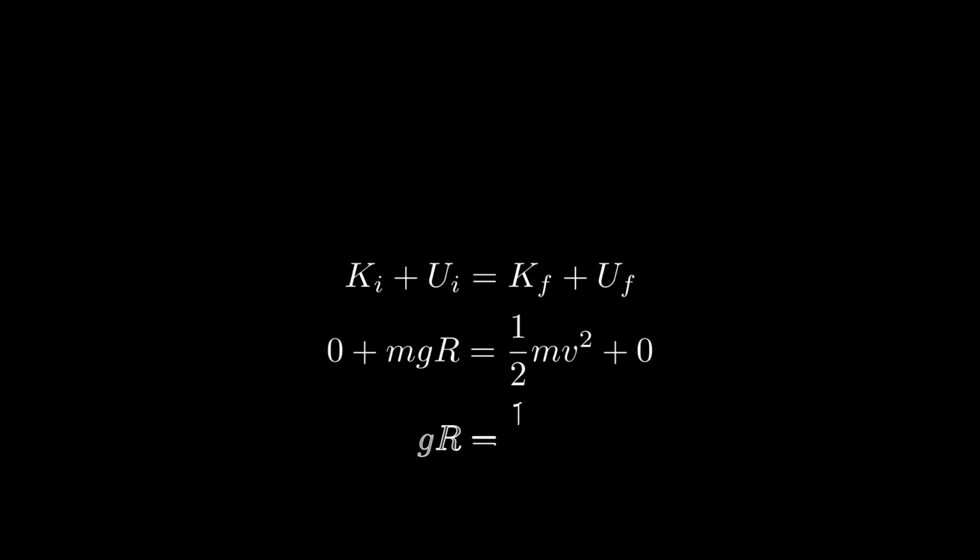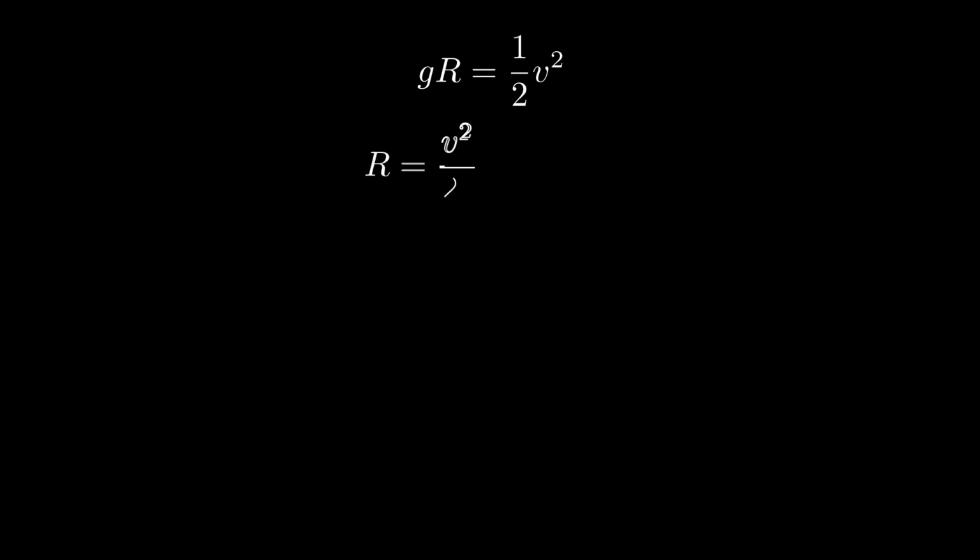We can divide both sides by m, and then we can simplify to get r equals v squared over 2g, and we plug in 8 for v and 9.8 for g, and we can find that the radius is 3.265 meters.